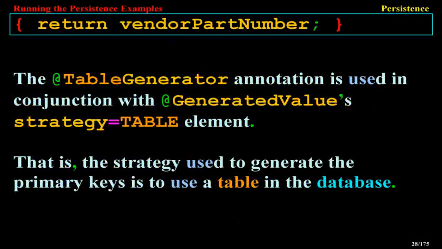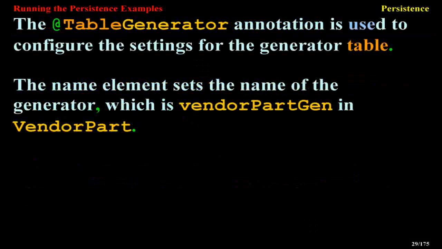The @TableGenerator annotation is used in conjunction with the @GeneratedValue strategy = TABLE element. That is, the strategy used to generate the primary keys is to use a table in the database. The @TableGenerator annotation is used to configure the settings for the generator table. The name element sets the name of the generator, which is vendorPartGen in VendorPart.